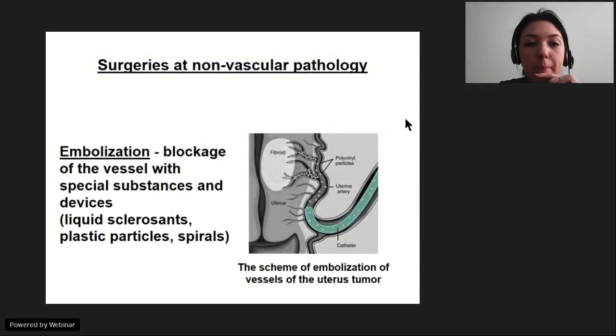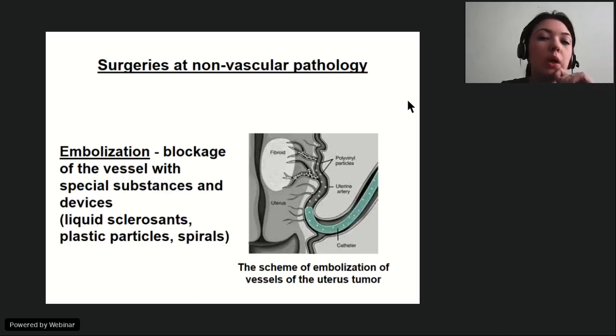And the last type of surgeries are surgeries in case of a non-vascular pathology. In which cases do we perform them? In case of formation of benign tumors, for example. In gynecology it's widely used. We have myoma, for example, a benign tumor of the myometrium. And these myomas have very good blood supply. If we stop the blood supply of this myoma, then it won't grow fast, or maybe it will even decrease its size. Certainly it is not a radical surgery.